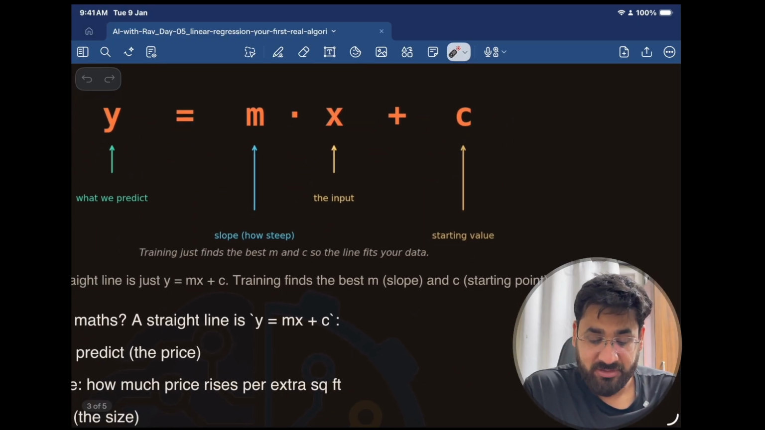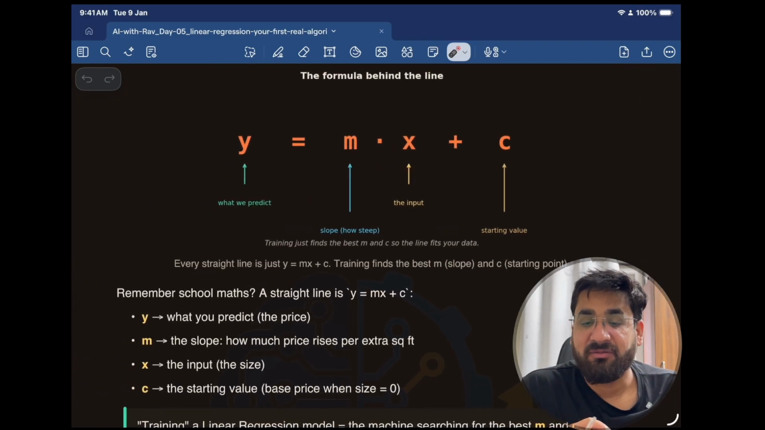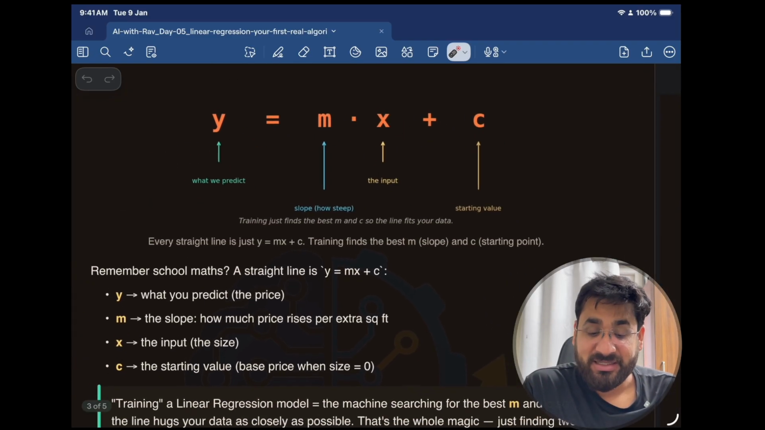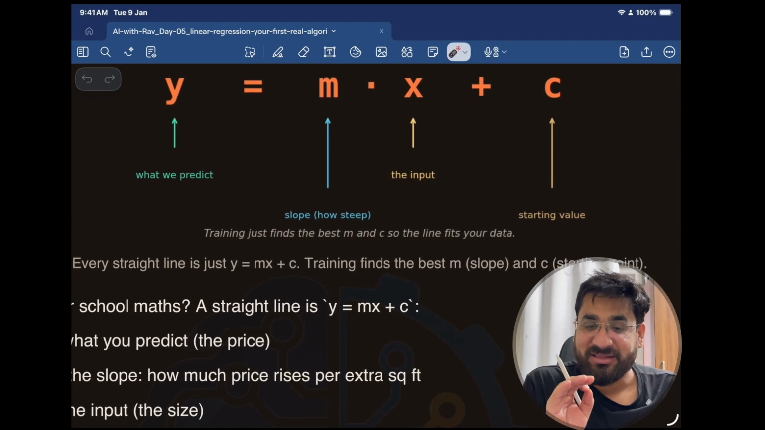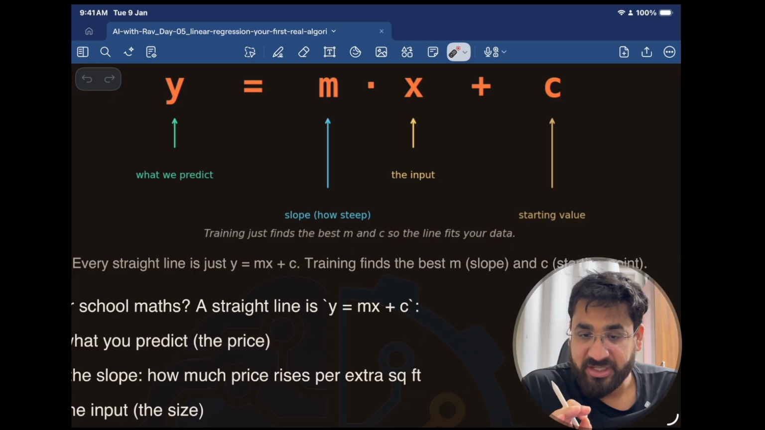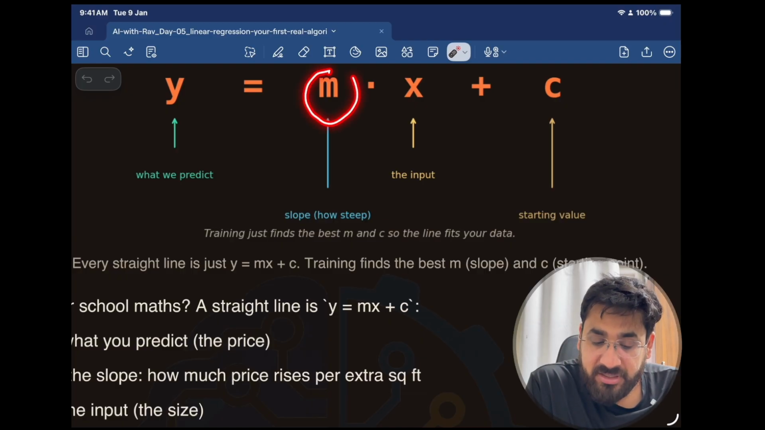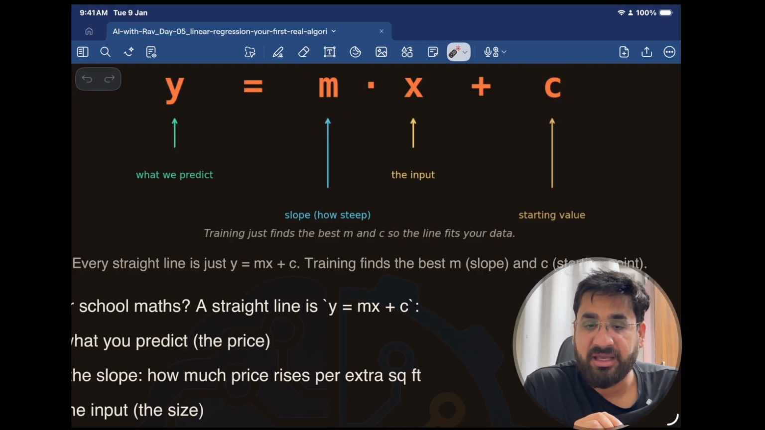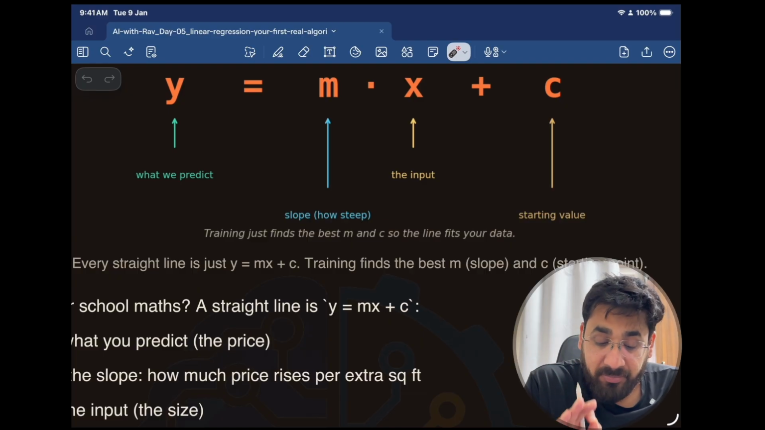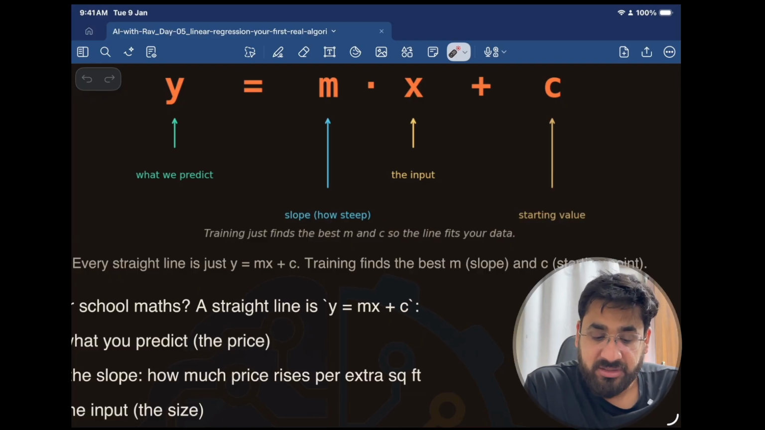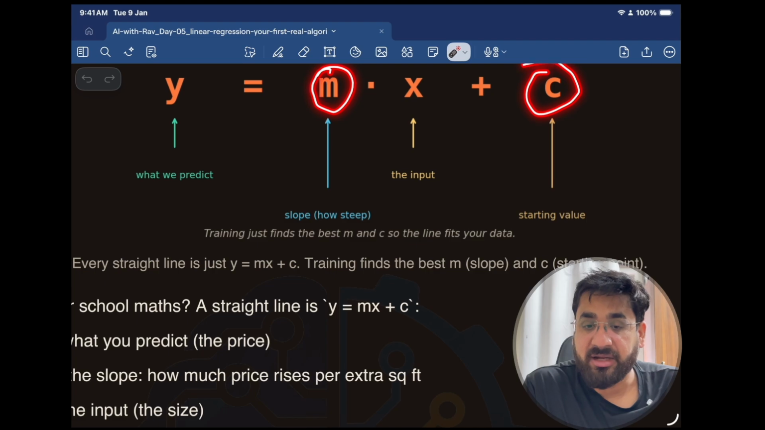It's very simple. Now you will ask why I am showing you this formula. The reason is that the work of machine learning is training. Machine learning means the training we do on our model. The real job is to find the best fit of this m and c. m is the slope, and c is the starting point. Training means we will find the best possible combination of slope and starting point.